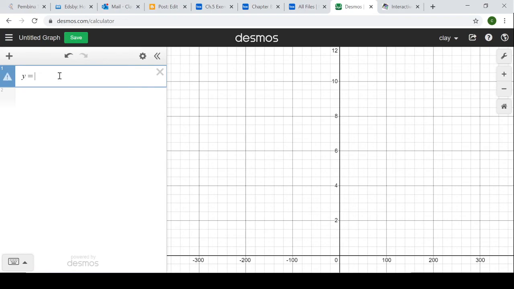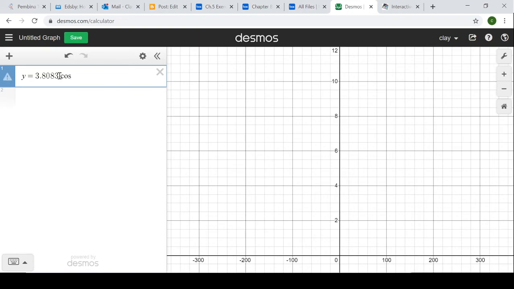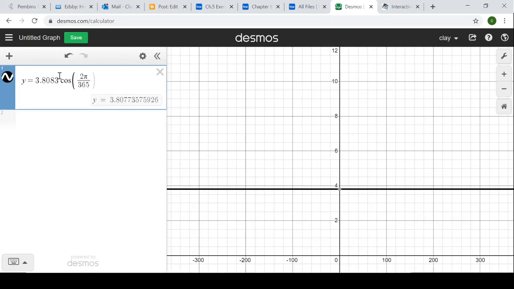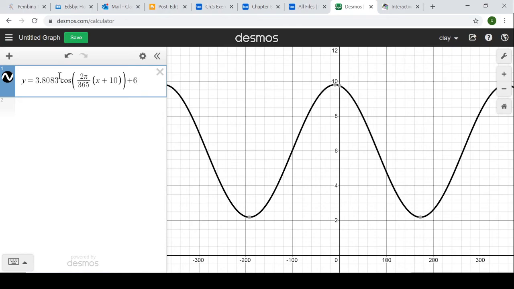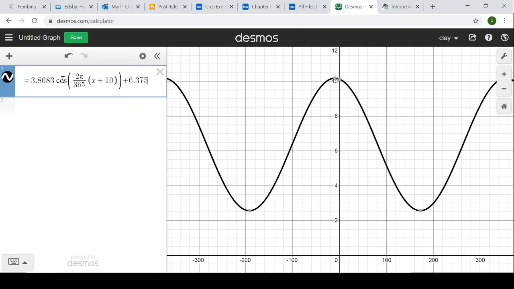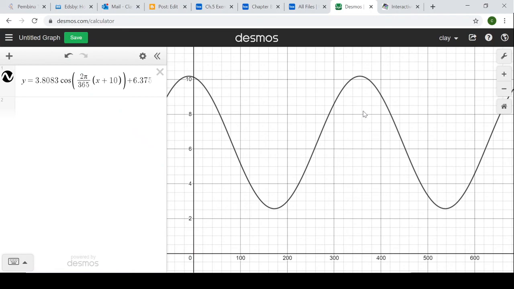So it was y equals 3.8083 cosine, open a bracket, 2 pi divided by 365, get out of the fraction, open another bracket, x plus 10, close bracket, plus 6.375. And there is our graph, right? There's our minimum, which is the absolute latest, and there's our maximum right here. But, move over a bit, technically there's no point in going negative. It's not like time can go backwards. So this is January the 1st, and this over here is our maximum at day 355, right?